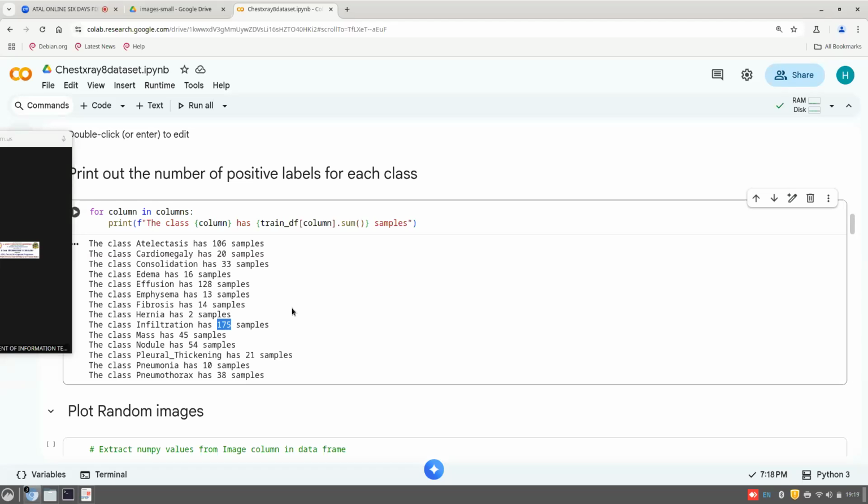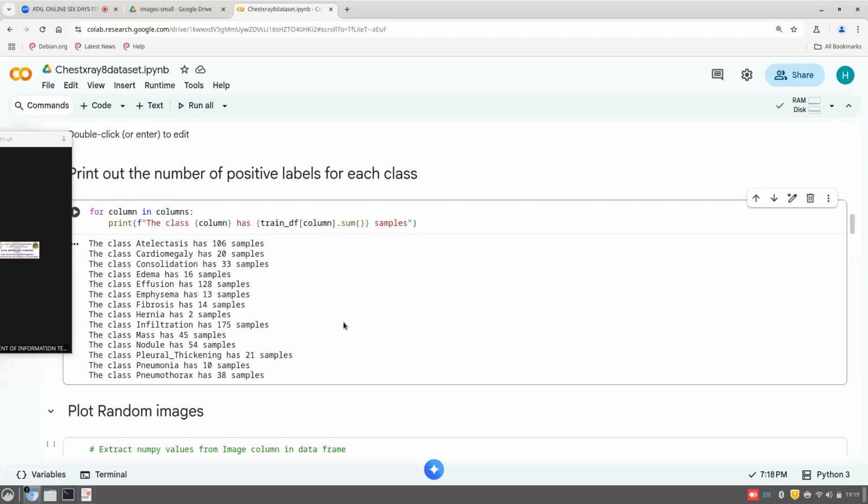So this is one of the common challenges when you are training a machine learning or deep learning algorithm. If one specific disease has a larger number of samples in the training data set, then the model will be biased towards that particular disease. So during the testing phase, it is likely to predict infiltration more times than other diseases, because more samples were used during the training process.